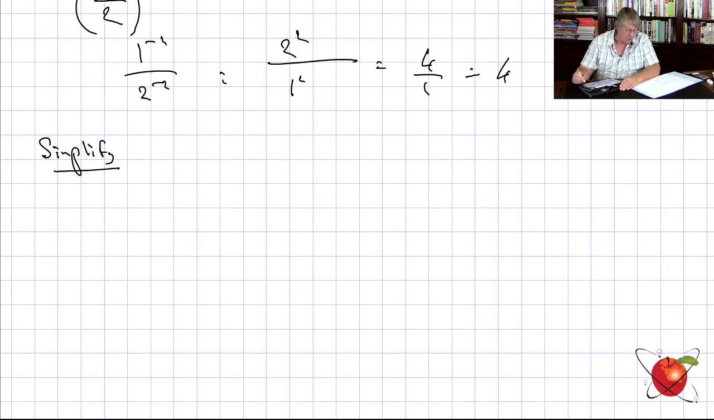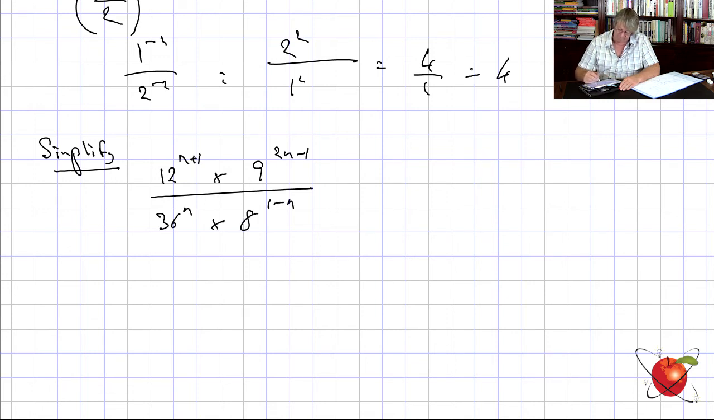12 to the power of n plus 1 times 9 to the power of 2n minus 1 over 36 to the power of n times 8 to the 1 minus n. Now I'm going to bring in that split term. Prime factors was number 1. You can page back to the first one and see. We said prime factors.